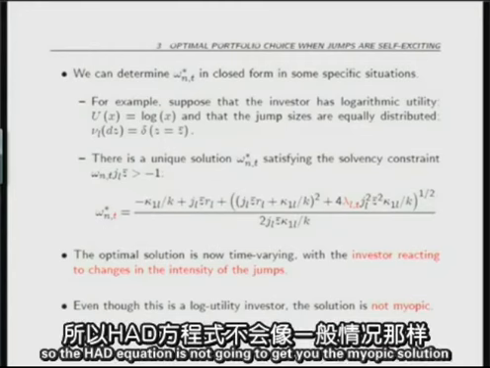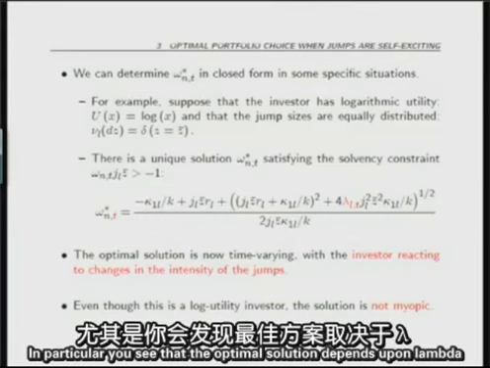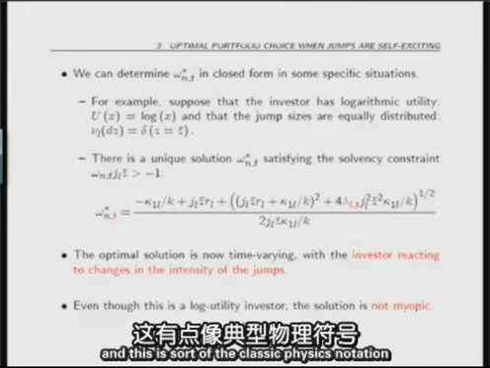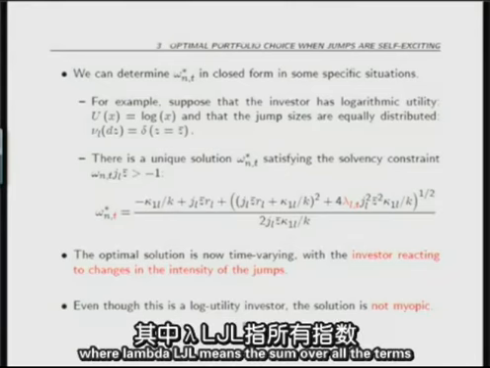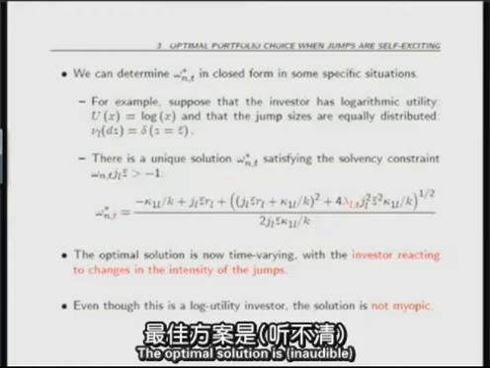So the HJB equation is not going to get you the myopic solution that you would get with the normal scenario. And in particular, you see that the optimal solution depends upon lambda in all the different assets. This is the classic physics notation where lambda L, J, L means the sum over all the terms that have that index in there. So the optimal solution is time varying.